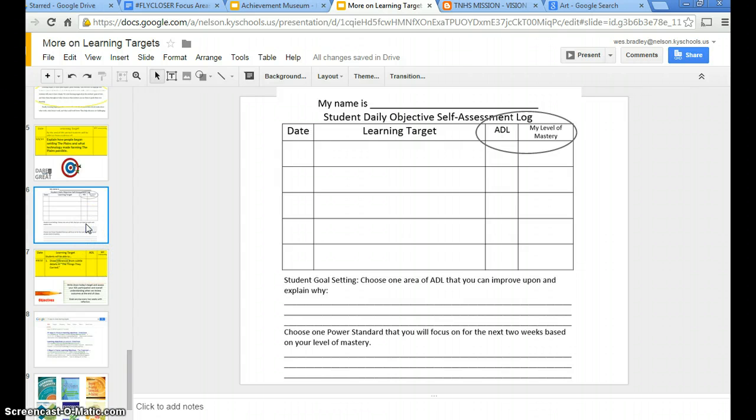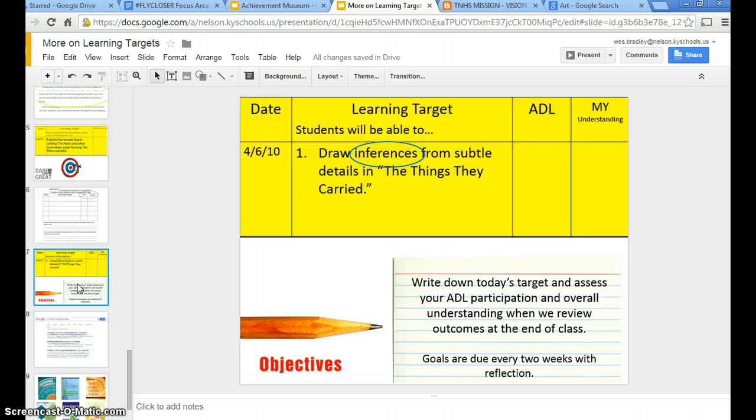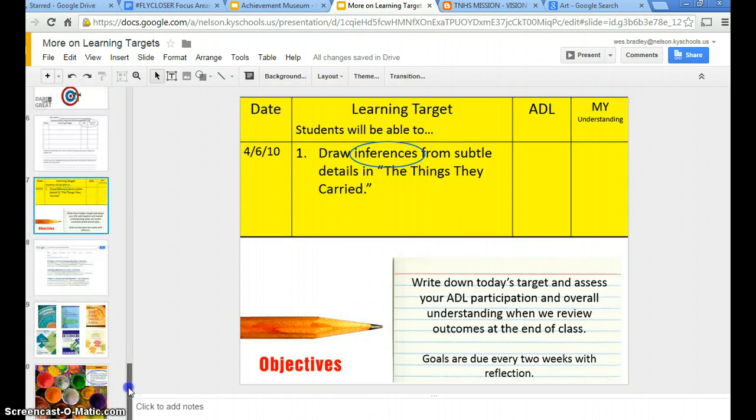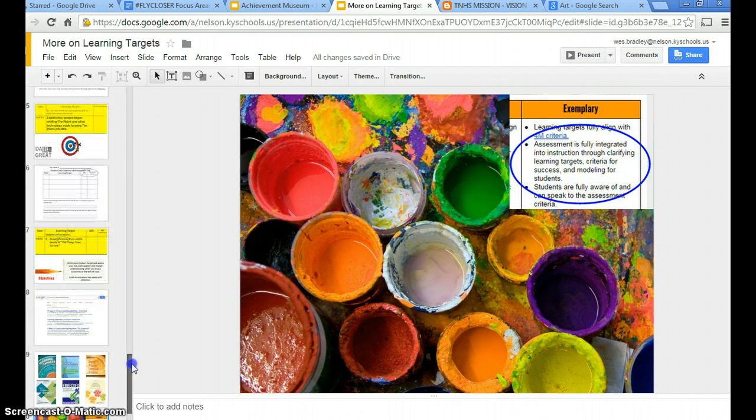We would come back to the learning targets at the end of the lesson, and they would assess, one, how hard they worked to achieve it, and two, their level of mastery. This was during a 90-minute block, so I had a little more flex time there, but you can make smaller elements of this happen in a 50-minute period. So how do we, as a school, further our learning about learning targets and making sure that we are working towards exemplary in our rubric here, where assessment is fully integrated into instruction through criteria for success, clarifying targets, and modeling for students. Students are fully aware of and can speak to that process.